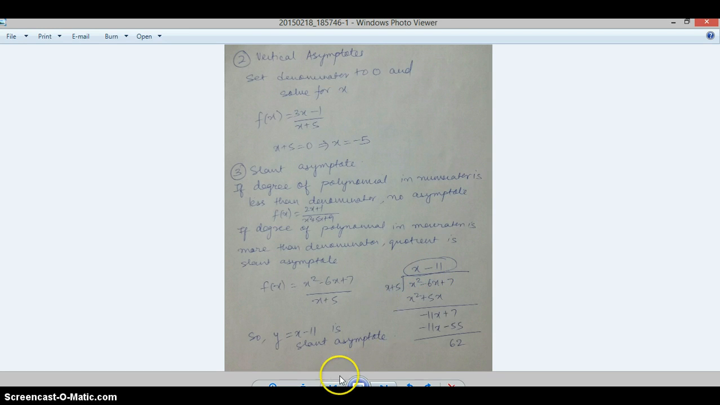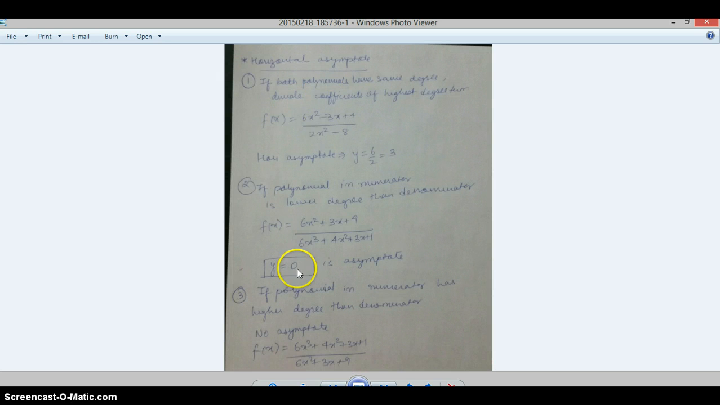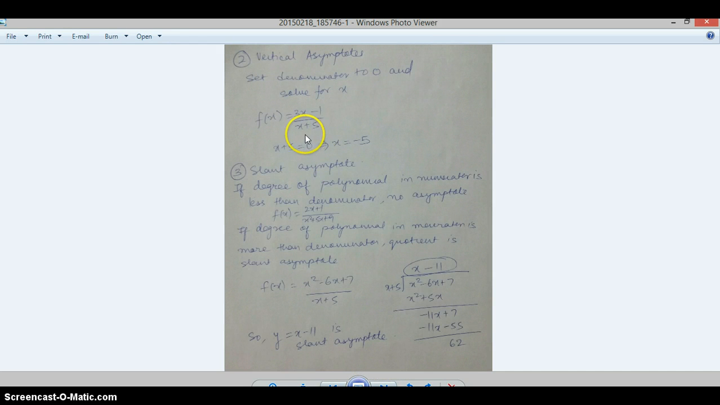So I'll summarize it. Horizontal, three cases. If both degrees are the same, divide the coefficients. If the degree of the numerator is less than the degree of the denominator, y equal to 0 is the asymptote. If the degree of the numerator is more than the degree of the denominator, there is no horizontal asymptote. For vertical, just equate the denominator to 0 and find the value of x.